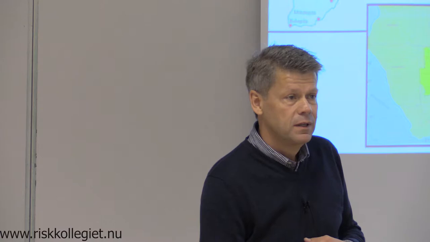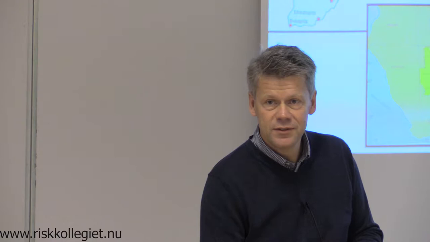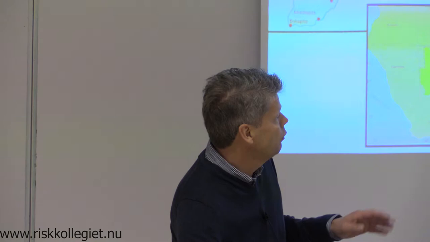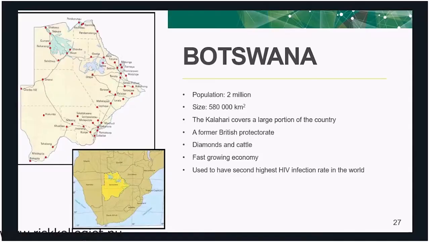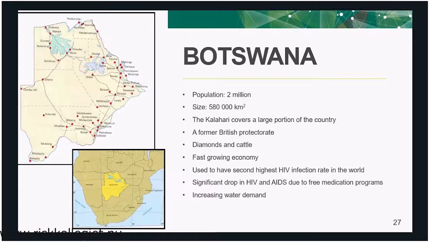So 90% of the food they eat is meat. So it's not for vegetarians. It's a fast-growing economy, but they used to have the second highest HIV infection rate in the world, and their life expectancy was down to 33 years, about 15 years ago. I think now it's almost 60, so a lot of improvements, and a significant drop in HIV and AIDS due to free medication programs.